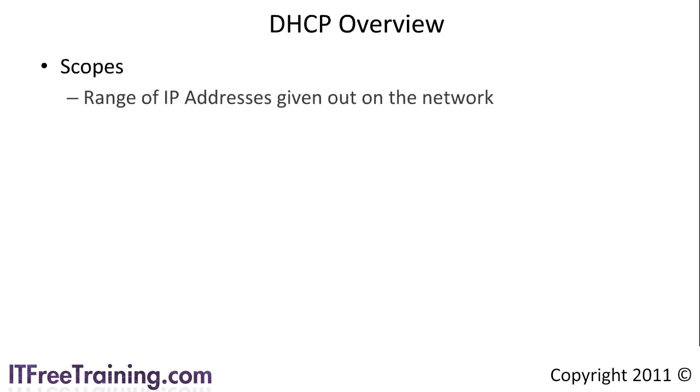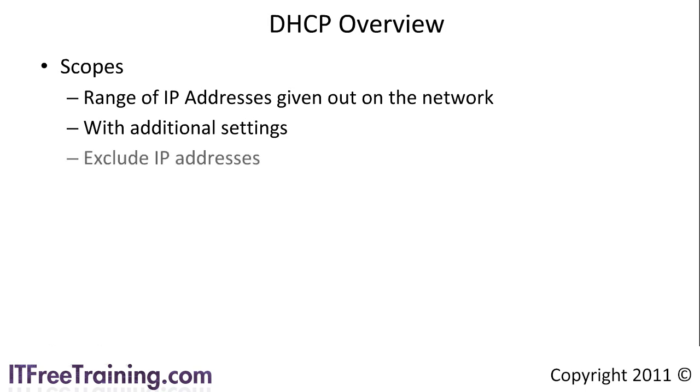To start using DHCP, you need to create a scope. A scope defines a range of IP addresses that can be given out on a network. With the IP address, you can also give out additional settings, like DNS servers. If you create multiple scopes, you can also set different configuration on your network. For example, you could assign half your network to use one gateway and the other half to use a different gateway.